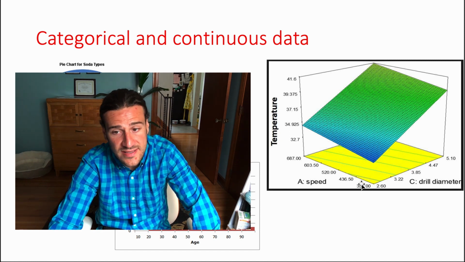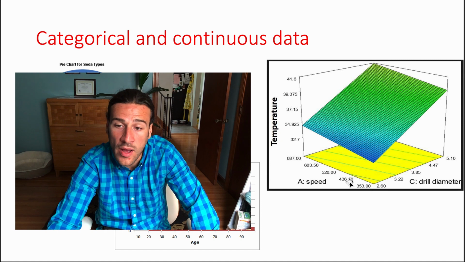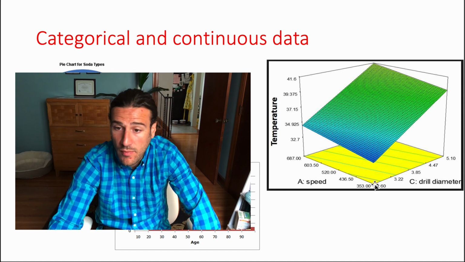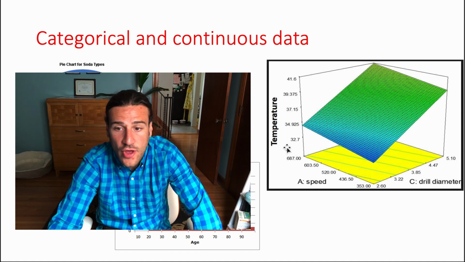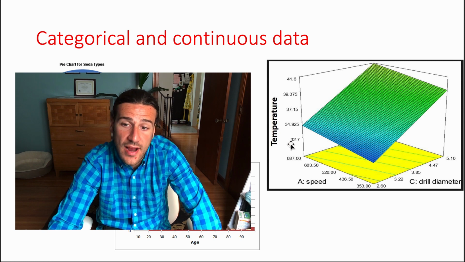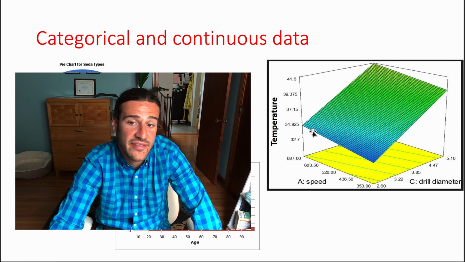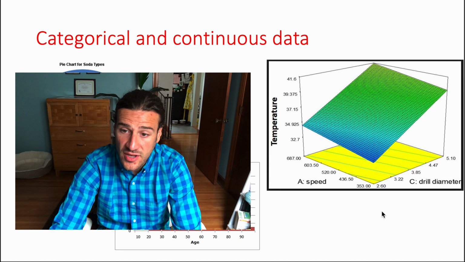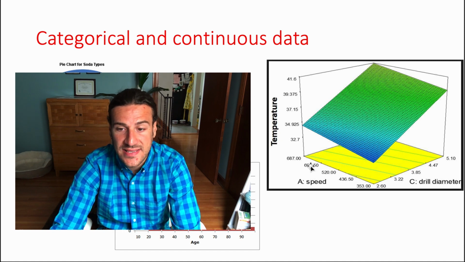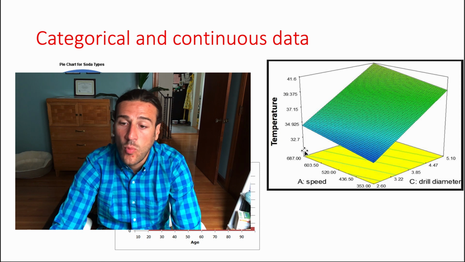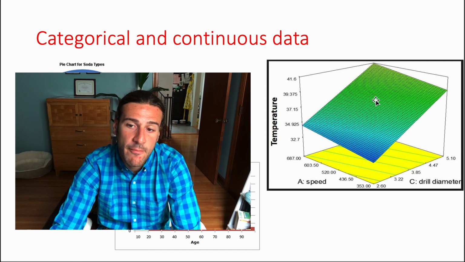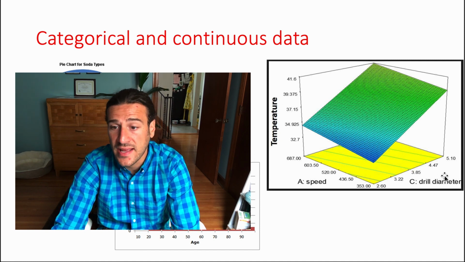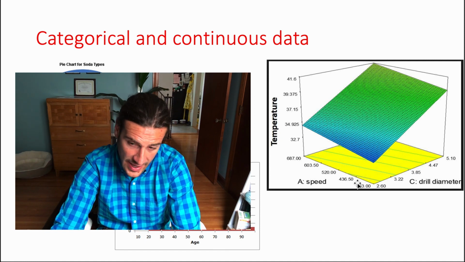Same thing with speed. Let's take a look at x1. We get a more expensive drill that can spin faster. We can fathom that there are RPMs past what the graph is depicting, and we can hypothesize that the temperature will increase. So by understanding this figure, we can use the two axes, the two x-axes, x1 and x2, and have a really good understanding of what the temperature of the drill bit will be depending on both the drill diameter and drill speed.